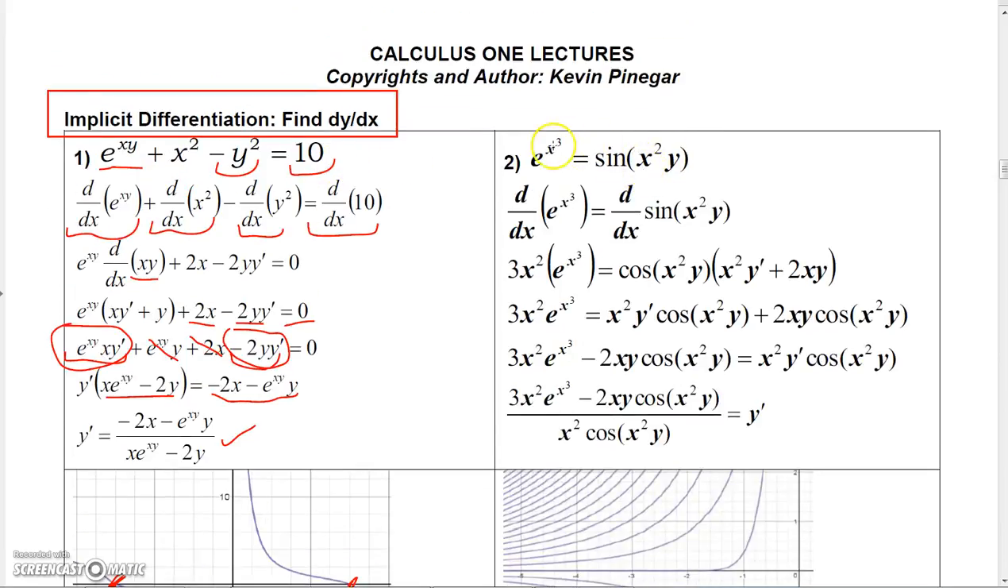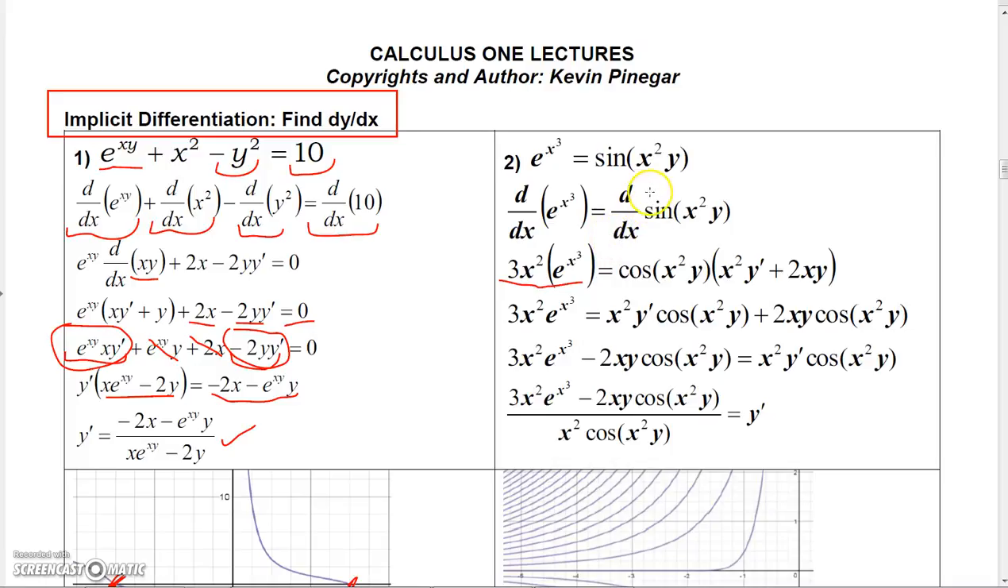Okay, now let's go over here and let's do one involving a trig function. So here I'm going to apply the derivative with respect to x to both sides. Well, the derivative of e to the x cubed with respect to x, since that's a function of x, I can just do explicit differentiation. So the derivative of e to the x cubed would simply be e to the x cubed times the derivative of x cubed, which is 3x squared.